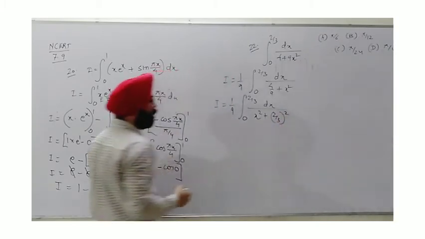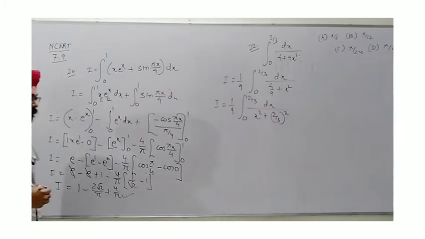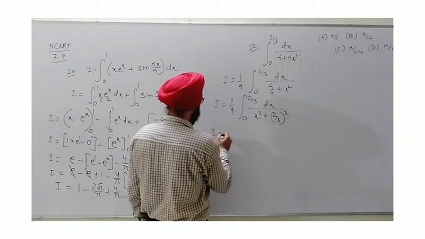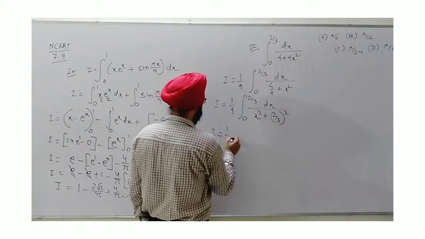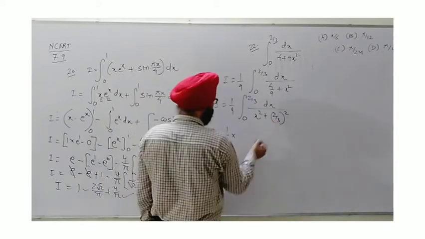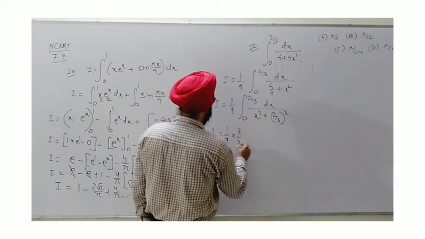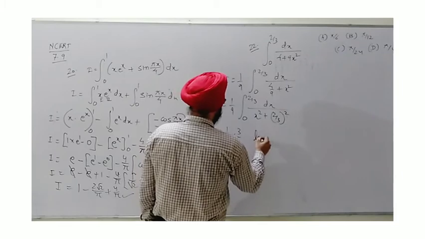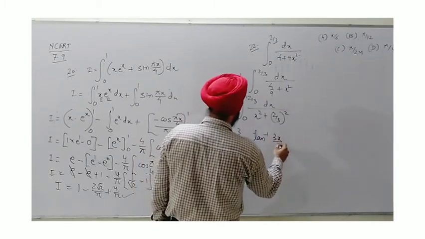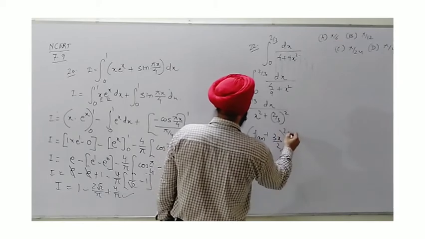Don't forget, we are not supposed to avoid the previous methods, whatever we have seen. Here, if I apply the formula, it is 1 upon x square plus a square. Recently in the previous question we applied it. So 1 upon a, this a is 2 by 3, so we get 3 by 2, and tan inverse of x upon a, so x divided by 2 by 3 is 3x by 2. We get it from 0 to 2 by 3.